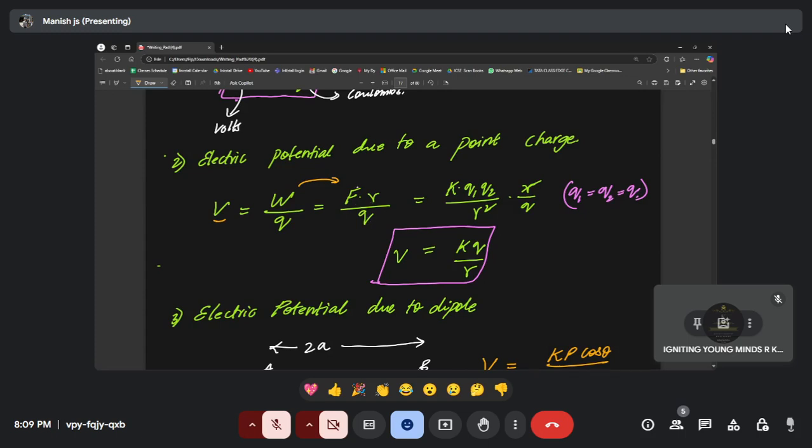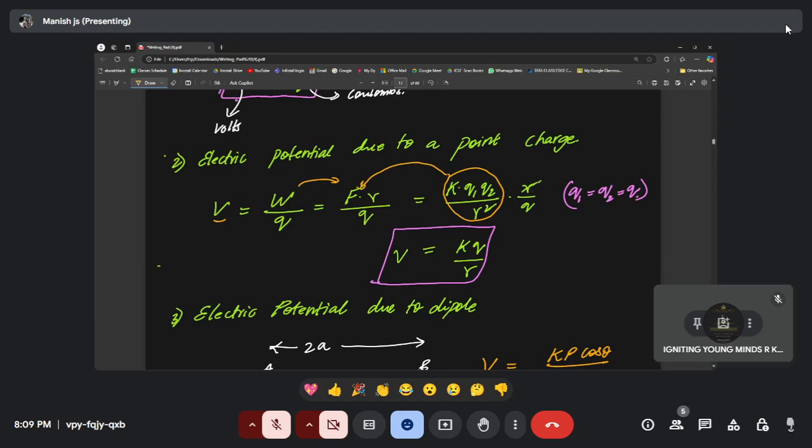Now, what is F? I hope you know Coulomb's force formula, which we learned in the previous chapter. So F is equal to K Q1 Q2 by R square. I have substituted that here. So this came from Coulomb's force formula: K Q1 Q2 by R square into R by Q.